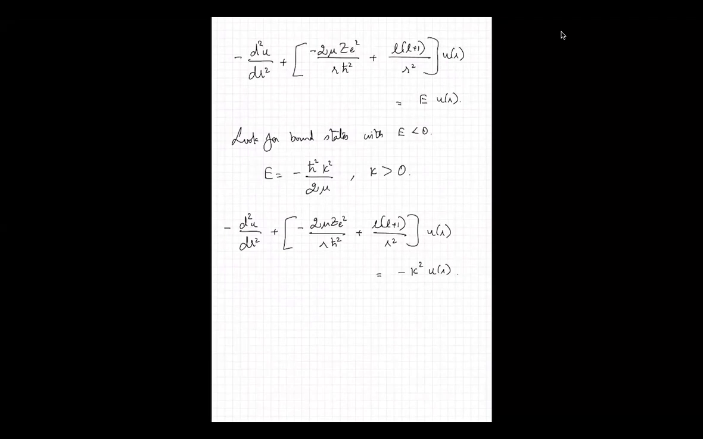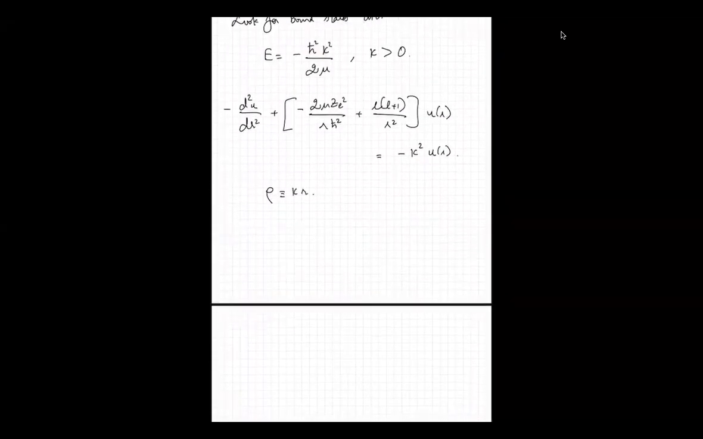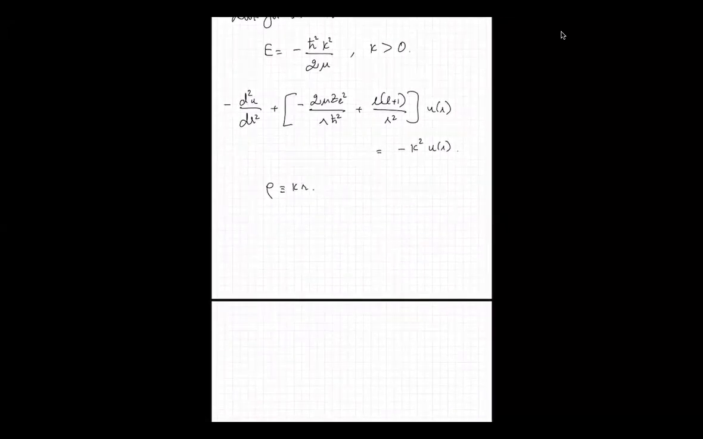So I will define a dimensionless variable rho, which is defined as kappa times r. Since kappa has units of 1 over length, kappa times r has units of length to the power 0, or it is a dimensionless variable. So I want to write everything in the equation in the line above, not in terms of small r, but in terms of the variable rho.